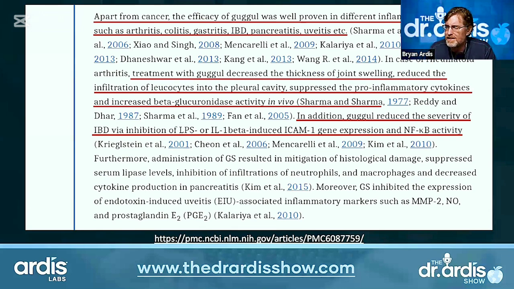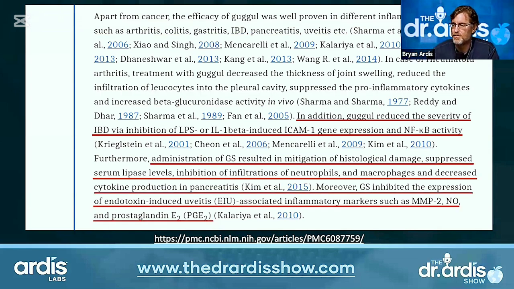Treatment with Guggul decreased the thickness of your joint swelling, reduced the infiltration of leukocytes, white blood cells, into the pleura cavity of the lungs and heart. It suppressed the pro-inflammatory cytokines and increased beta-glucuronidase activity in the body. Reduces inflammation everywhere. In addition, Guggul reduced the severity of irritable bowel disease, and it tells you how with those markers.